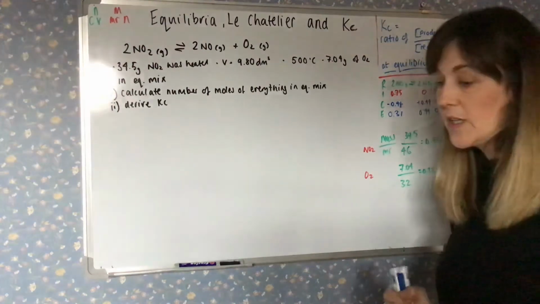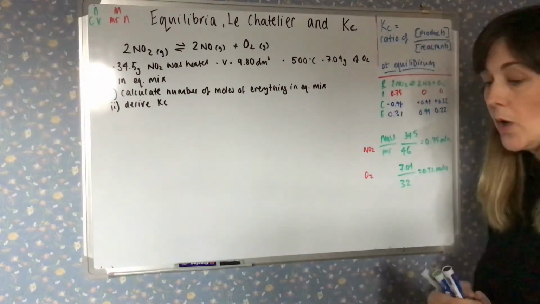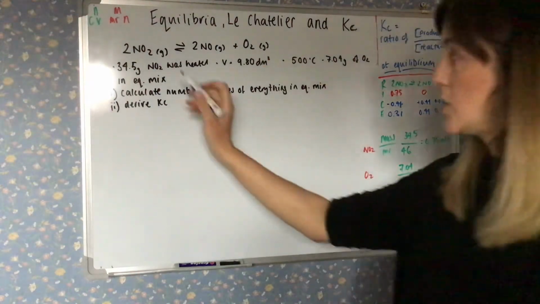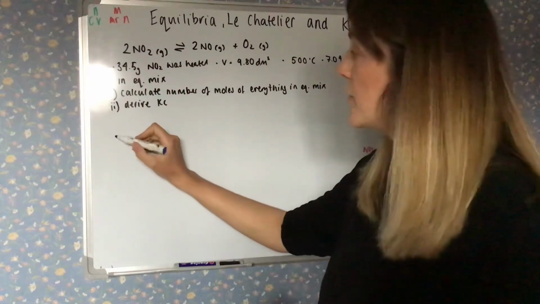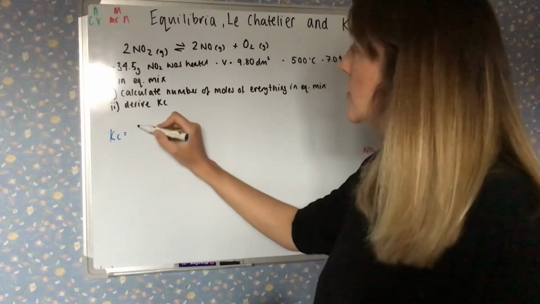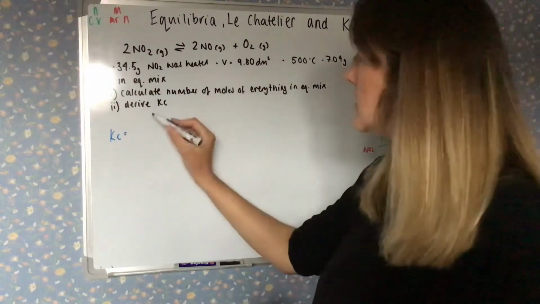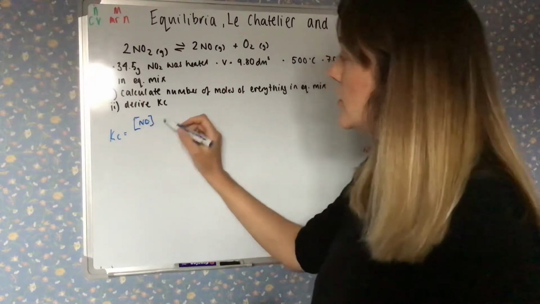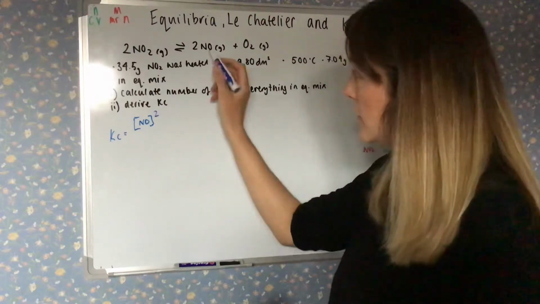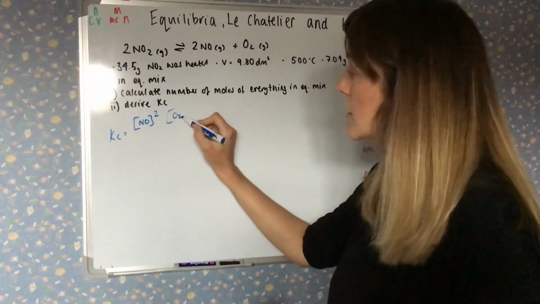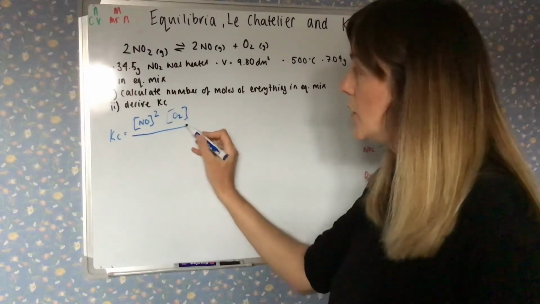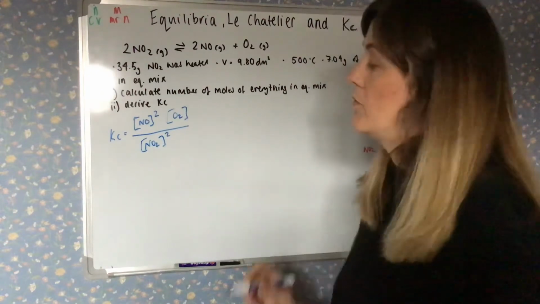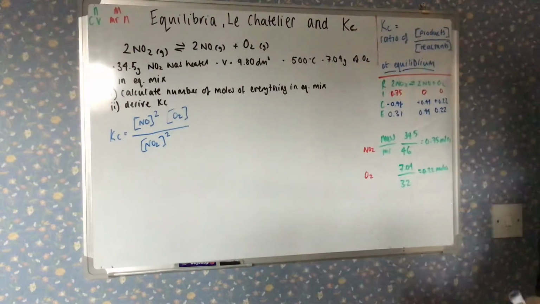And now it says derive Kc. All we have to do for that is write out the expression just using the formula for now. So Kc is equal to products over reactants. For products, we've got the concentration of NO raised to the power of 2, because it's 2 moles of it, times the concentration of O2, all over the concentration of NO2 raised to the power of 2, squared, because there's 2 moles of that.